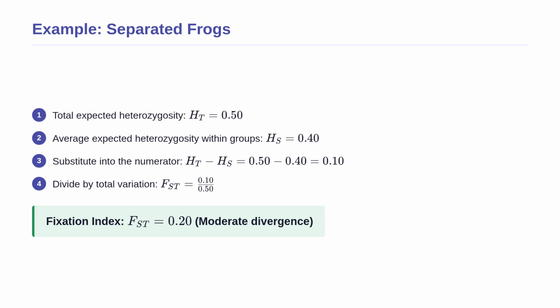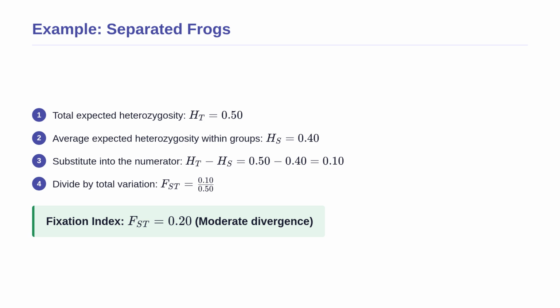Now that we have our formula, let us see this with a concrete example. Imagine a population of frogs recently split into two groups by a newly formed river. Biologists find that the total expected heterozygosity for all frogs combined is 0.50. The average expected heterozygosity within the two separate groups is 0.40. We need to calculate the fixation index to determine how much they have diverged.